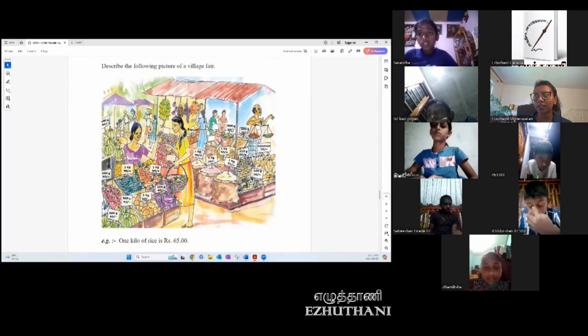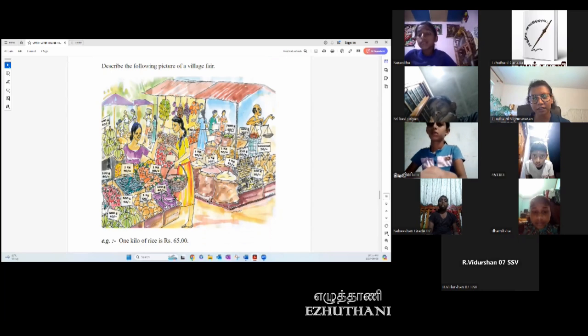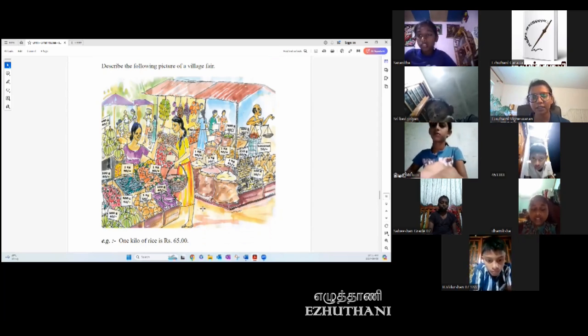So look at this picture, look at the people in the picture. What are they doing? What's happening? You can make up a character name. You can say what's happening in this picture and just write whatever you like. Okay? Does everybody understand? Yes, Miss. Anybody not understand? Vidusha? Do you understand?